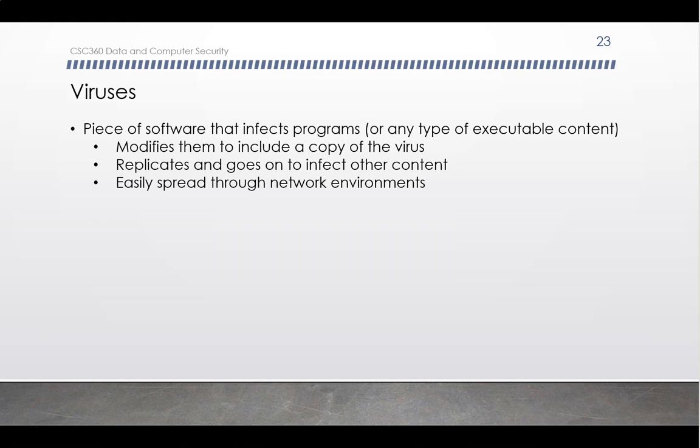What does a virus do? It modifies the infected program to include a copy of the virus. It replicates and goes on to infect other content. Furthermore, it's easily spread through a network environment. Thus, the simplest definition of computer virus would be a program that self-replicates.